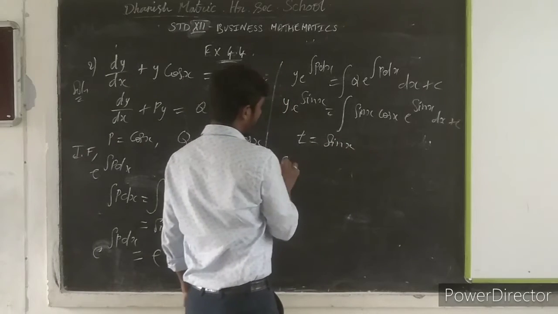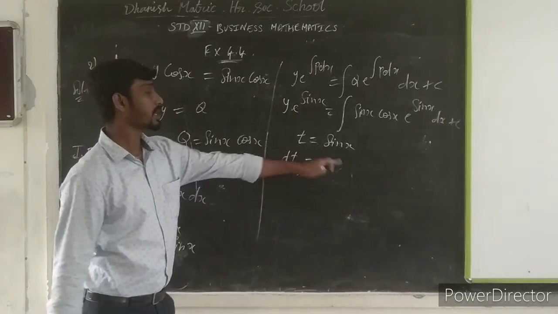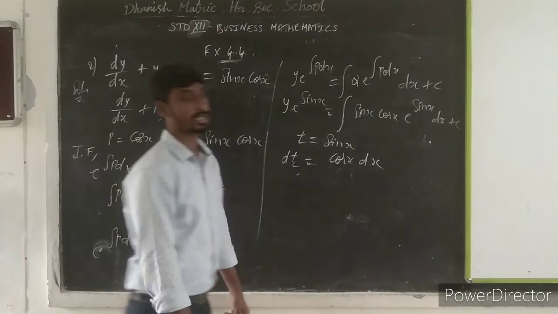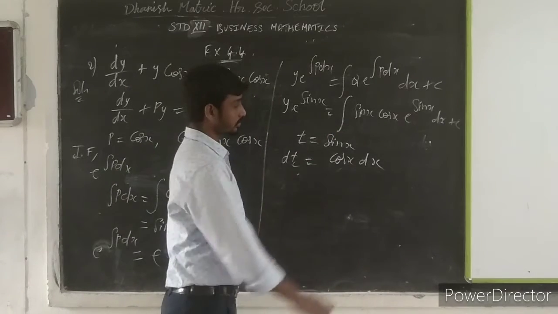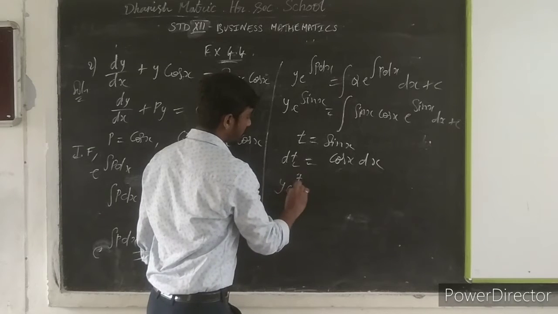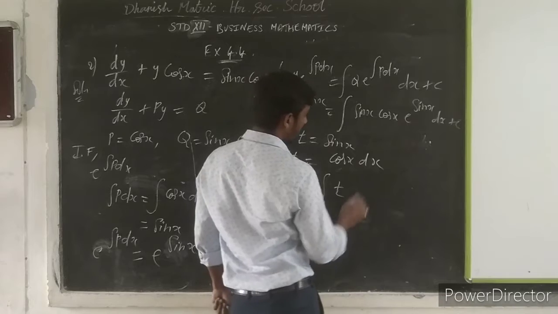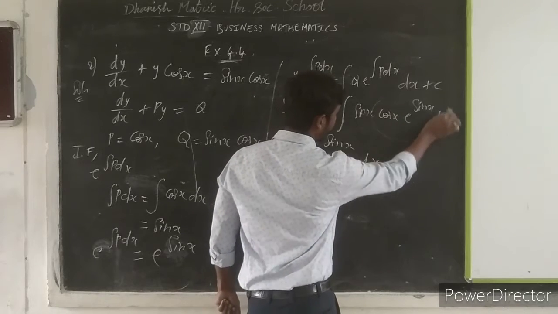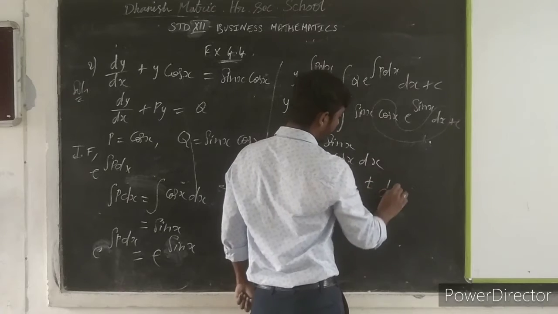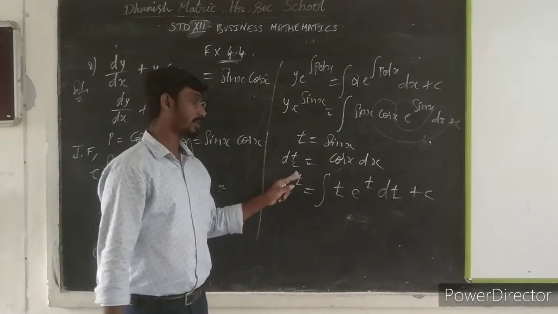Differentiating on both sides, dt equals cos x dx. Now substituting these values into the equation: y e power of sin x equals integrate of t e power of t dt plus c. We used the substitution method here.